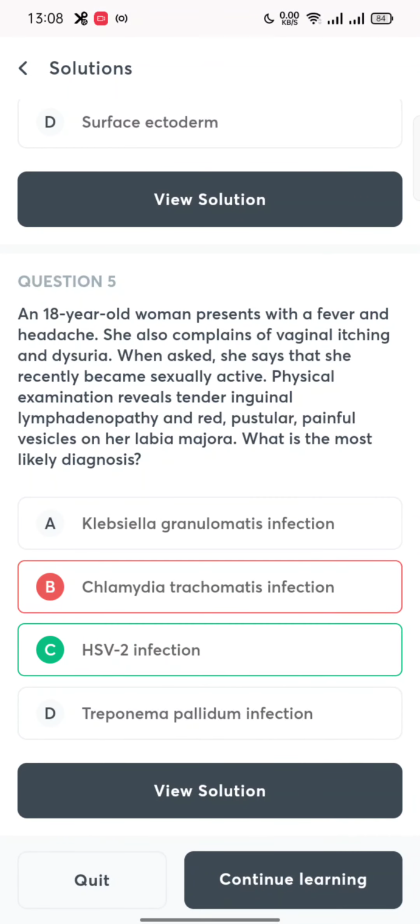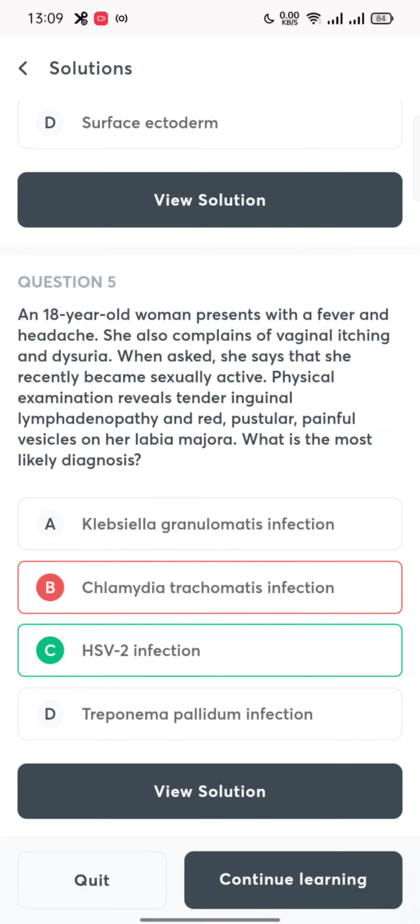Alright. So now the last and final question, question number 5. Let's read the question. An 18 year old woman presents with fever and headache. She also complains of vaginal itching and dysuria. When asked, she says that she recently became sexually active. Physical examination reveals tender inguinal lymphadenopathy and red pustular painful vesicles on her labia majora. What is the most likely diagnosis?